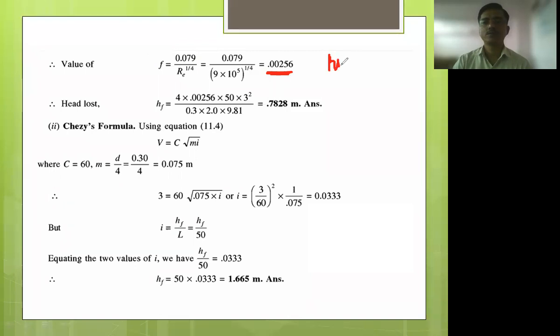What is Darcy-Weisbach equation? hf is equal to 4 f L v square upon 2 g d. Use this formula and find out what is the value of head loss due to friction.